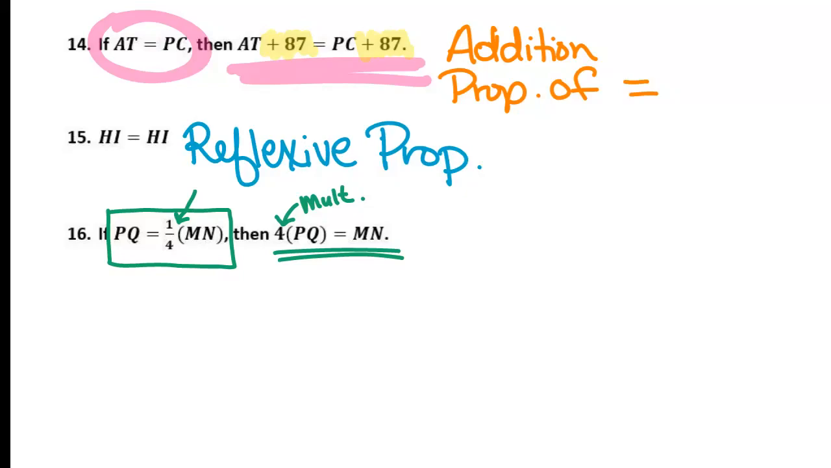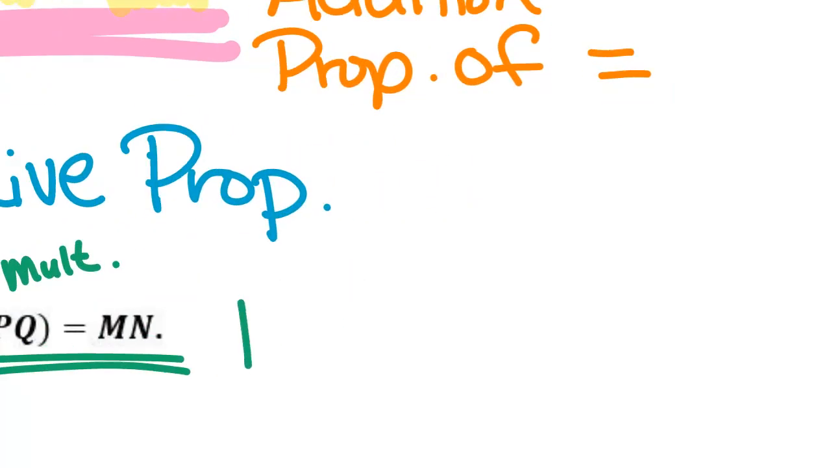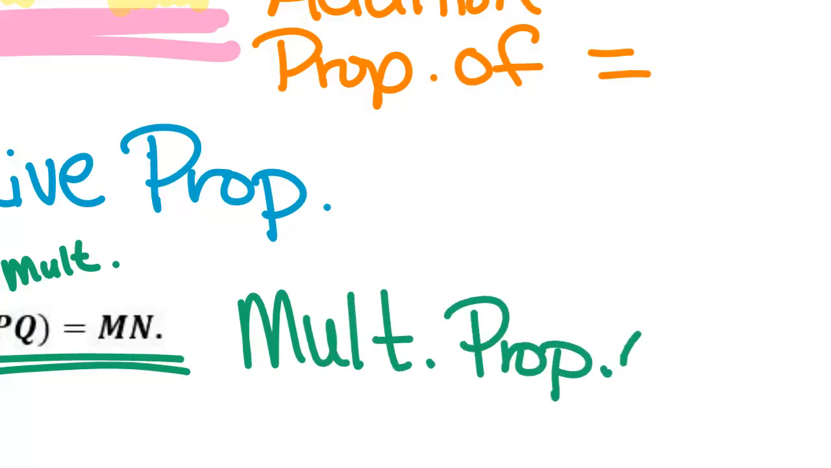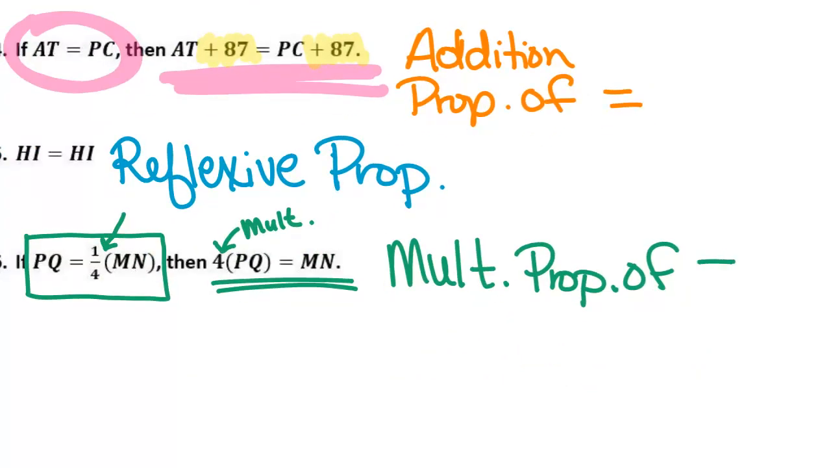So if I multiply this by 4, I get just one of these. So we did the same thing to both sides. I didn't see it like I did here, but it's still the multiplication property of equality. It happened to both sides. It had been division, but then it became multiplication. That's what we did to both sides. This is the multiplication property of equality.